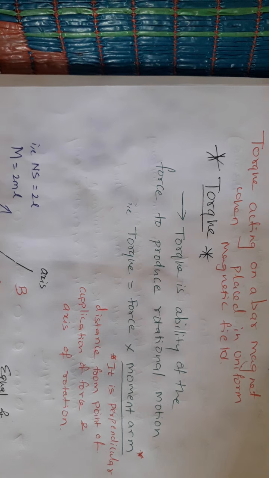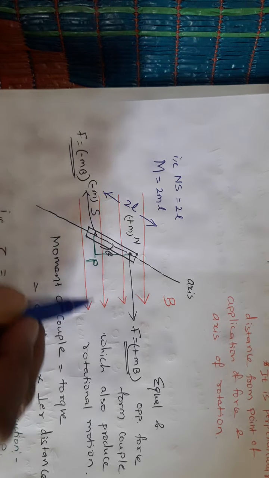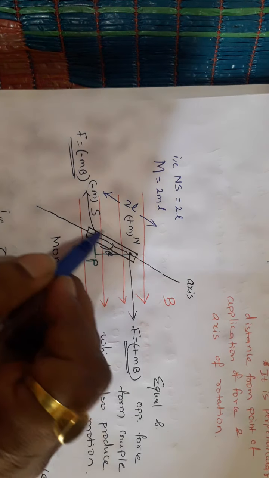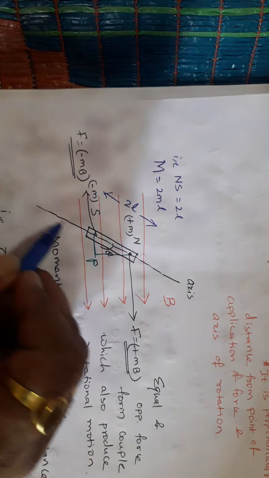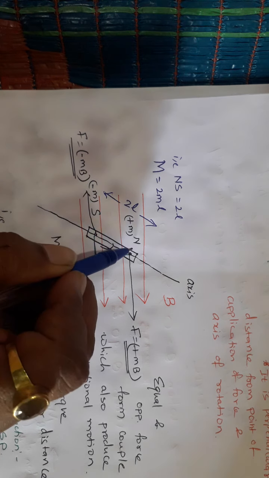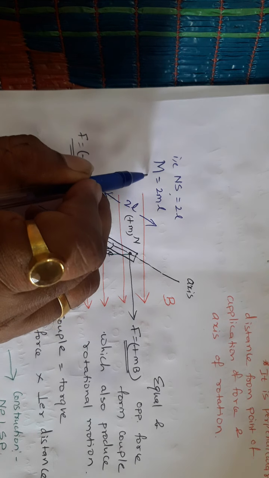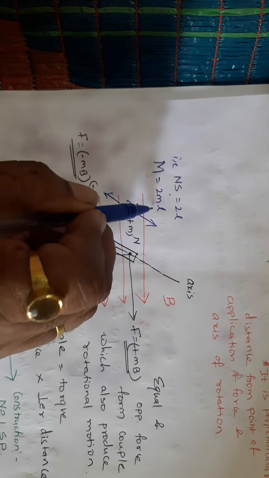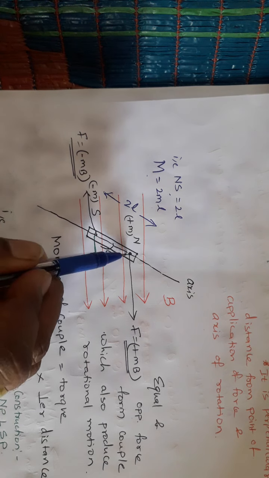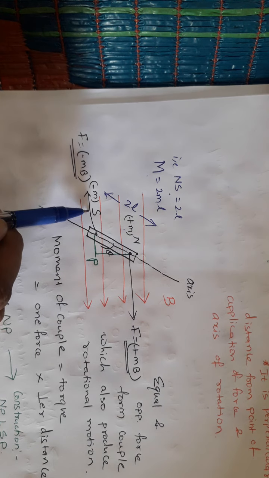So let us see over here. I took a uniform magnetic field represented by parallel lines. A bar magnet is placed with its axis making angle theta. So north and south, this distance is 2L. The magnetic dipole moment of a magnet is M equal to 2ml. So the north pole has a pole strength plus m, the south pole has a pole strength minus m.